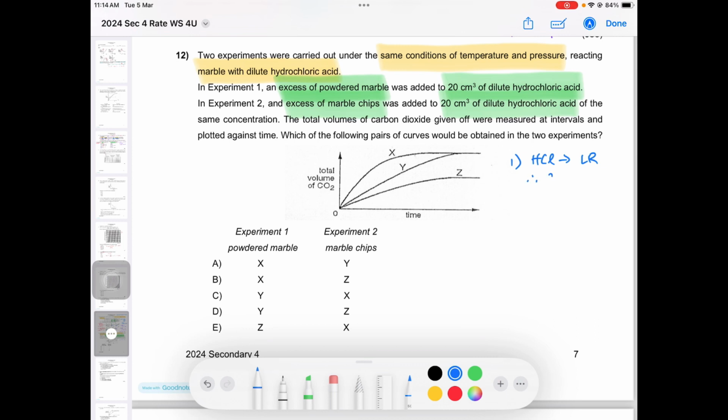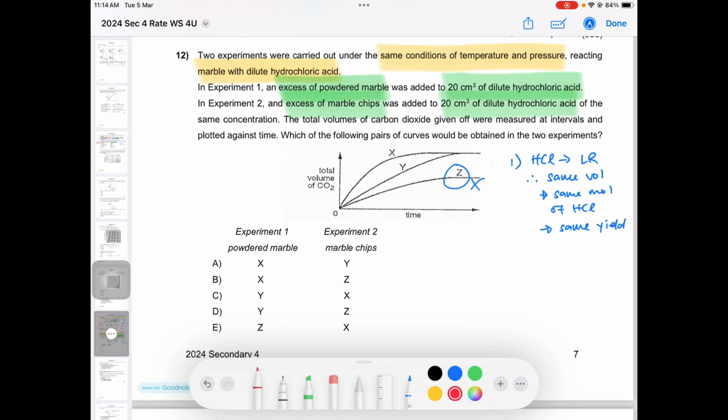So given the same volume of HCl, and assuming the same concentration, in this case you can assume that you have the same number of moles of HCl. So it will end up giving you the same yield. It should produce the same amount of CO2. So Z is definitely out of the picture.